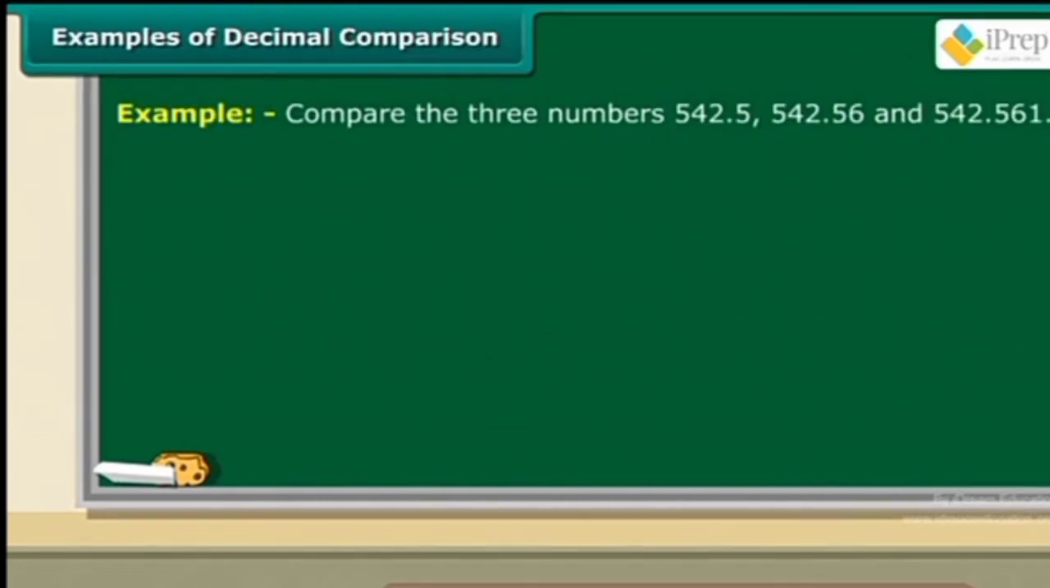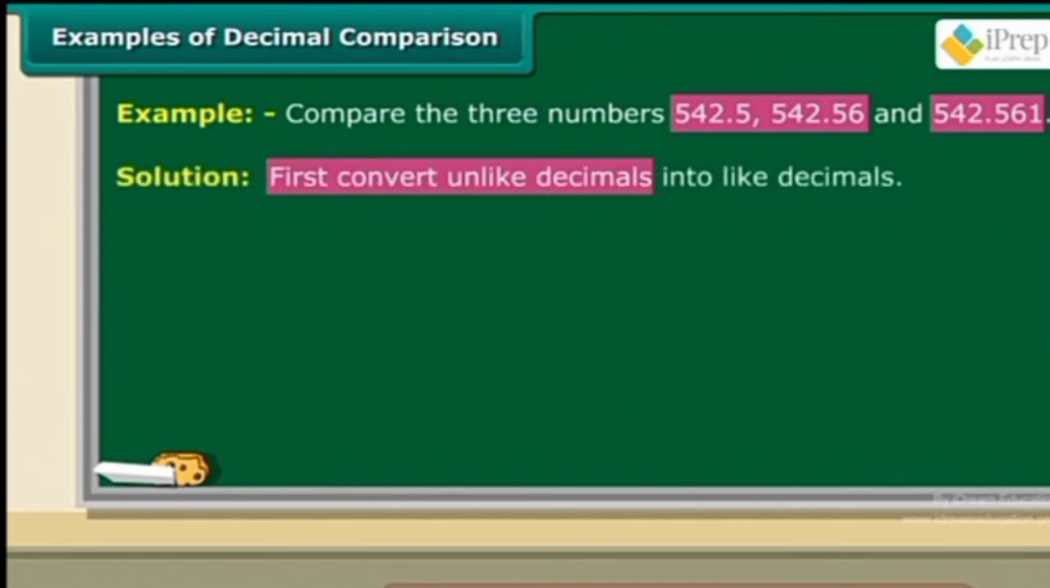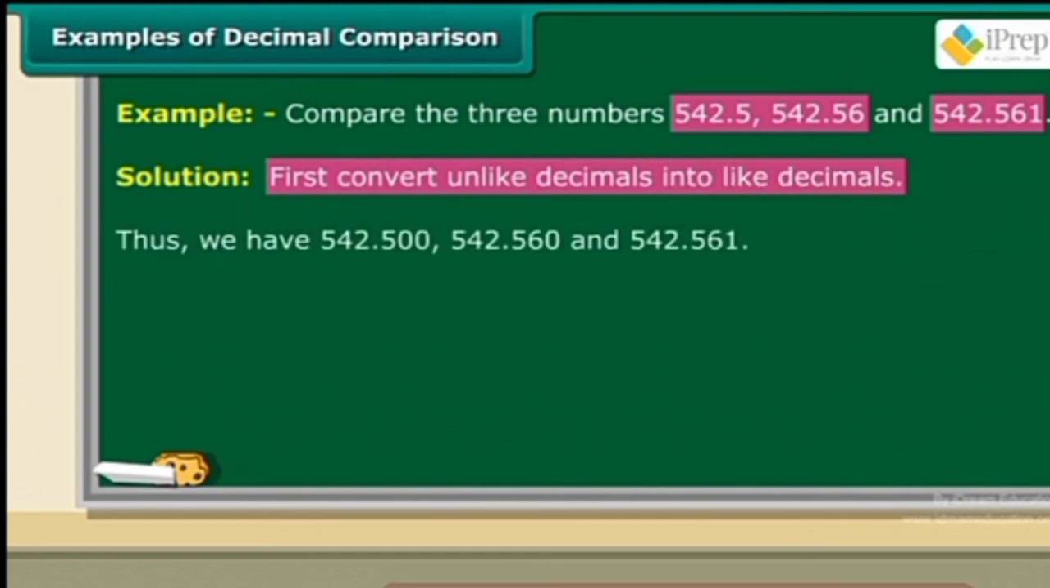Consider the numbers 542.5, 542.56 and 542.561. All three numbers have the same whole number part, but their decimal parts are different. Convert all unlike decimals into like decimals by adding zeros at the end. The numbers now will be 542.500, 542.560 and 542.561.